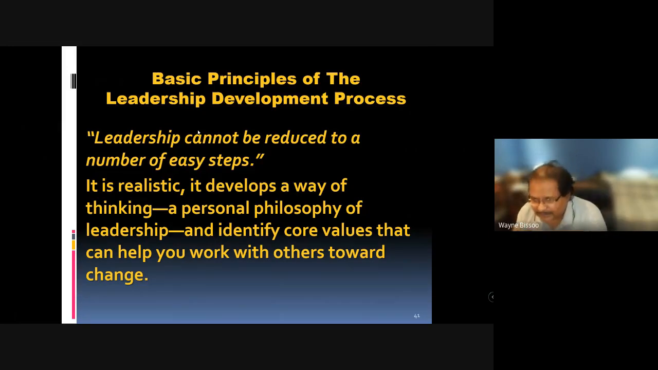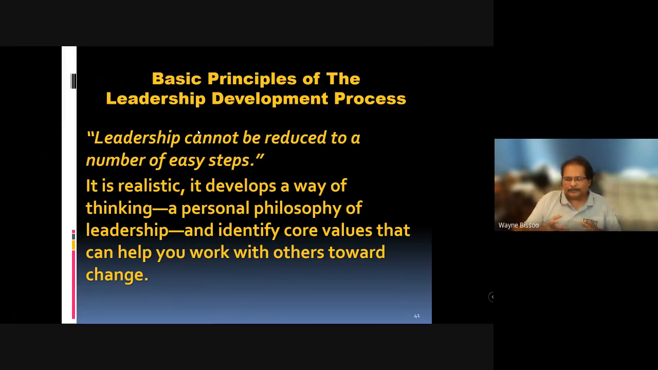Now, the reality of this is that leadership is not something that can be reduced into simple steps. It has to be realistic and developed. Right. So it's realistic. It develops a way of thinking. It is a personal philosophy of leadership and identifies core values that can help you work with others towards change.